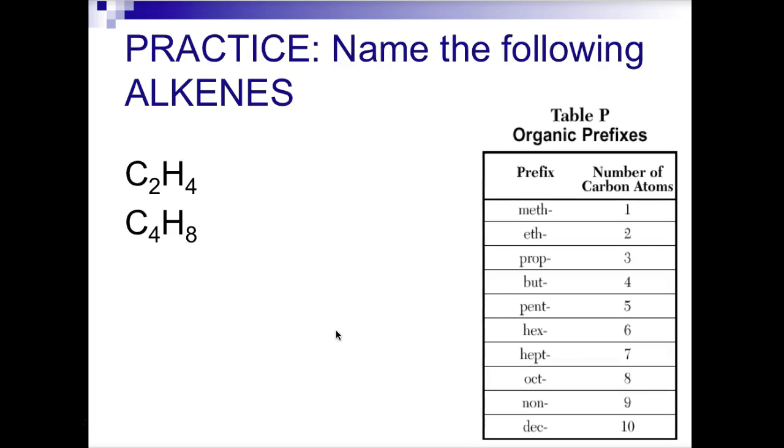So let's practice naming the following alkene structures. Pause the video, unpause when you're ready. Great, welcome back. The first one you should have come up with has 2 carbons in it, so you should have gone to eth. Since it's alkenes, it should end in ENE, so it should be ethene. The second one has 4 carbons in it, so you should have gone to but, because that's 4 carbons, and added ENE, so you should have gotten butene.